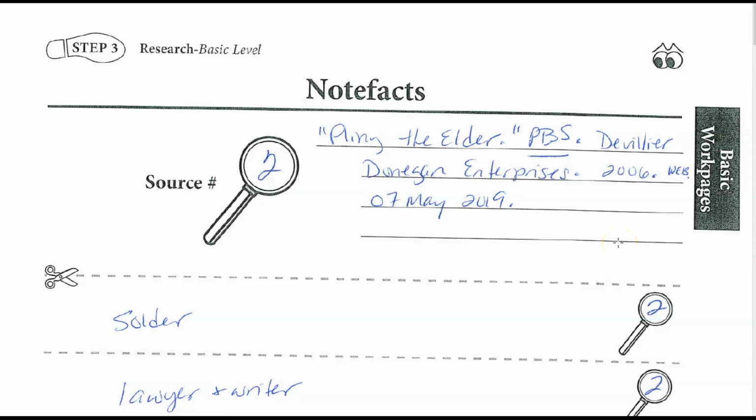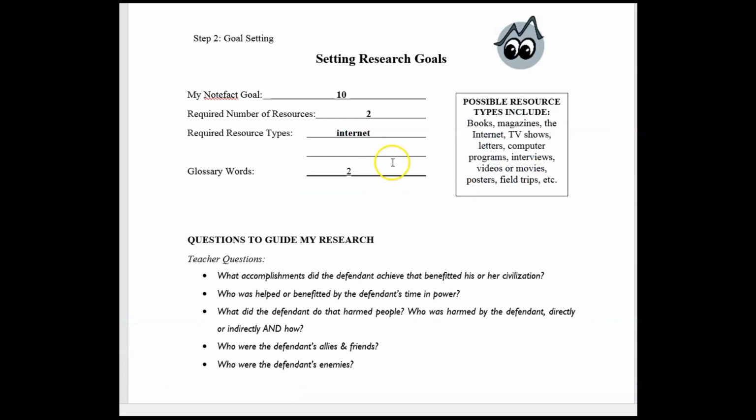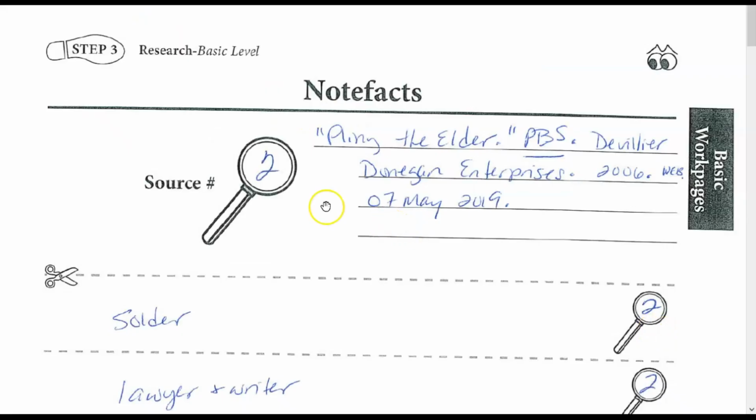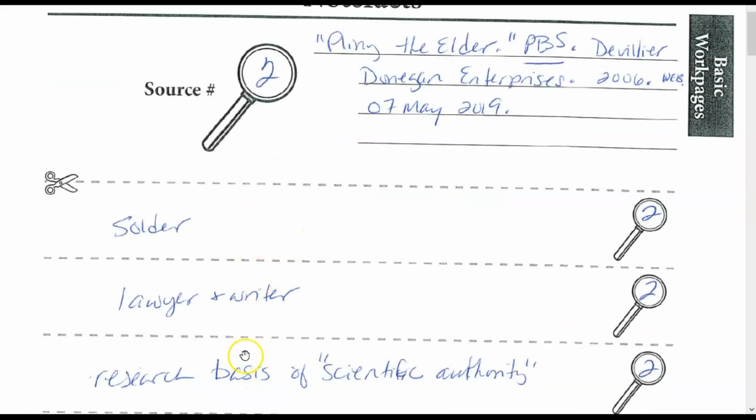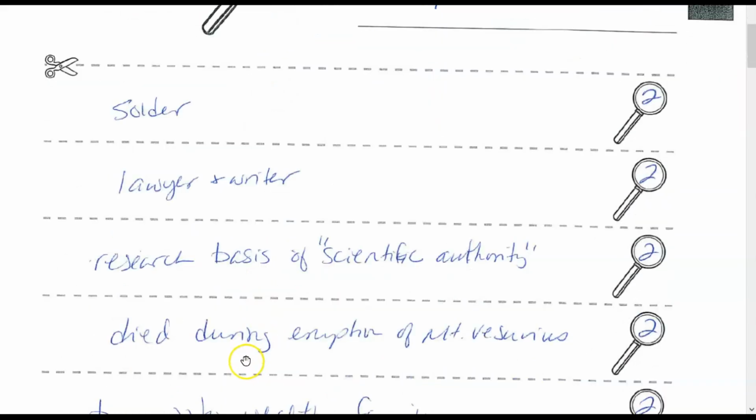Okay, so now that you know what a note fact is, let's go back and look at our requirements, right? So our note fact is one strip. Our requirements were 10 note facts and two sources. So if you want 10 note facts from two sources, that means you need five strips. One, two, three, four, five.